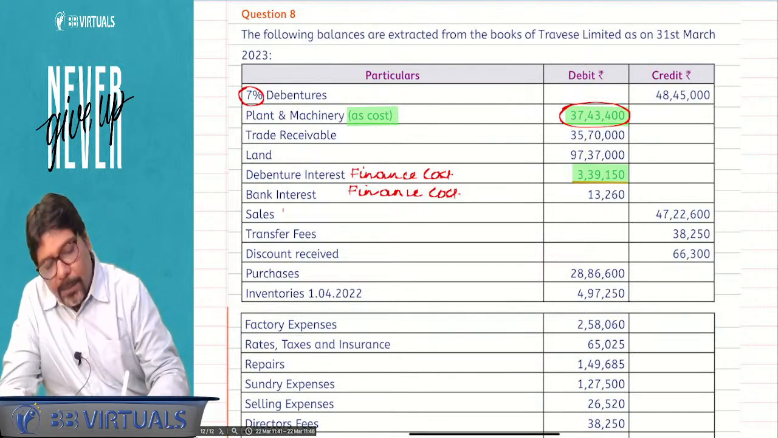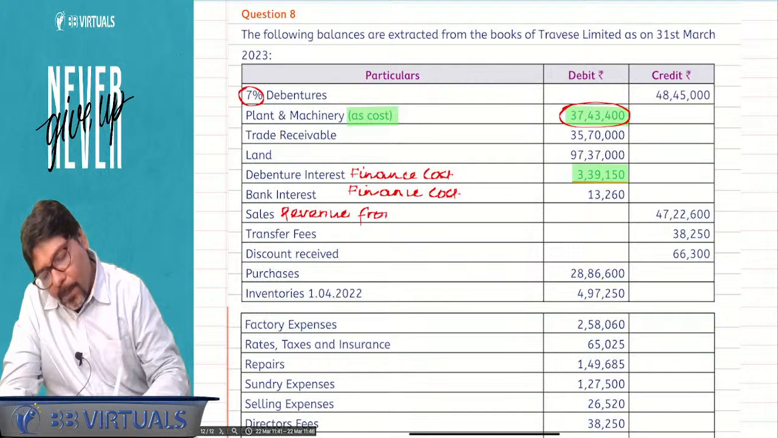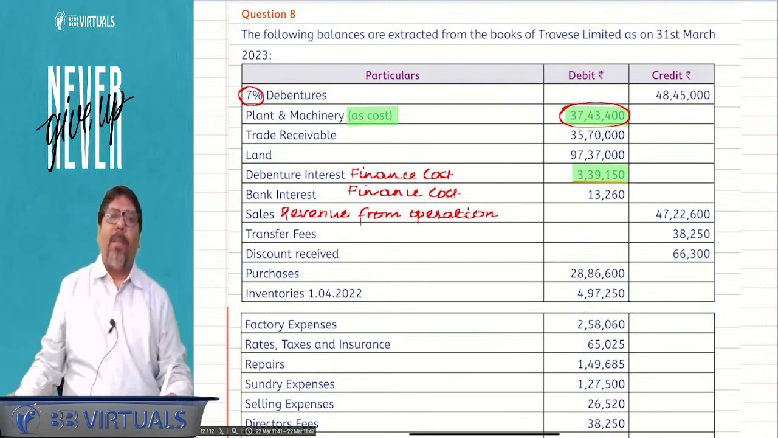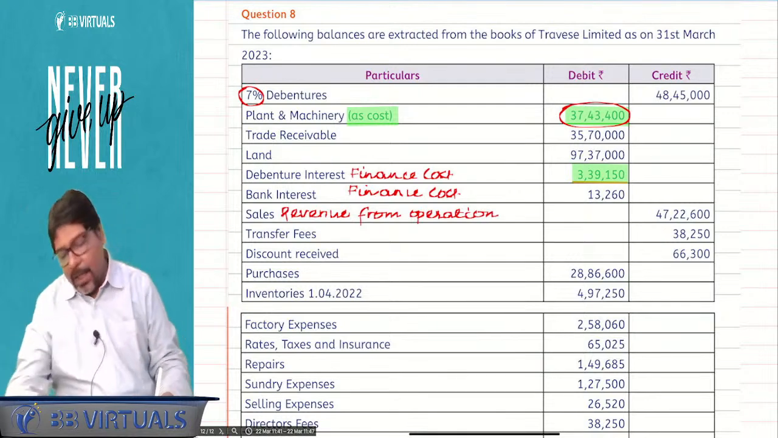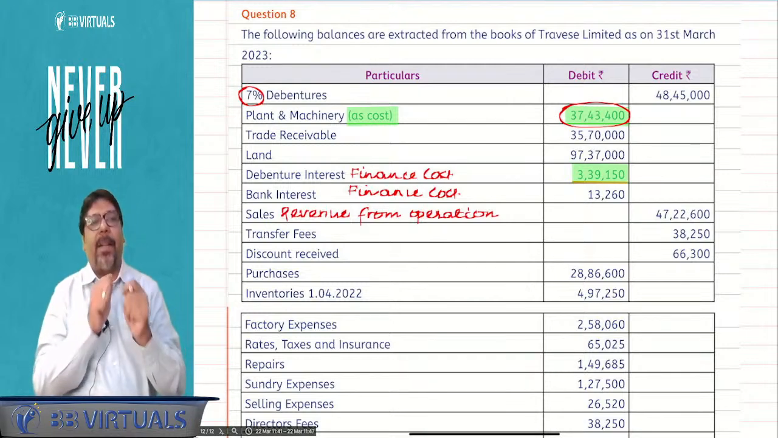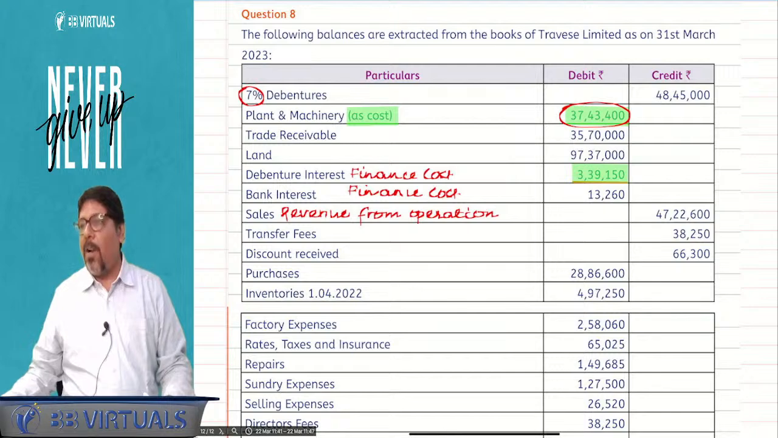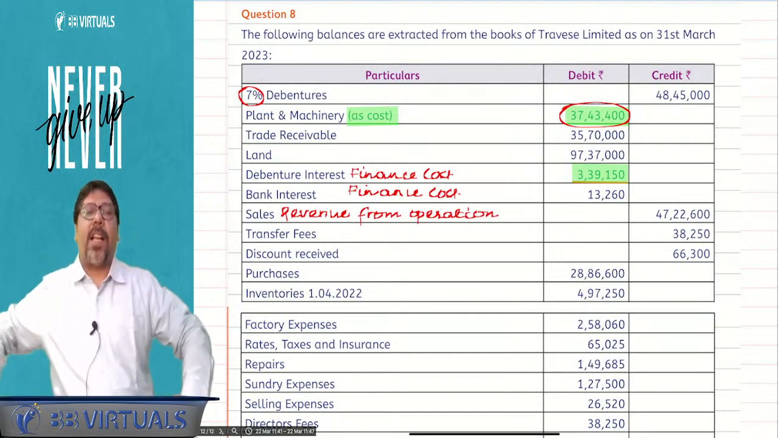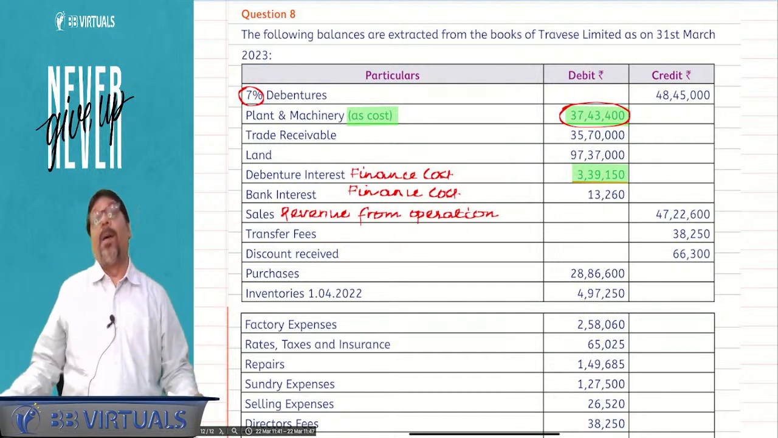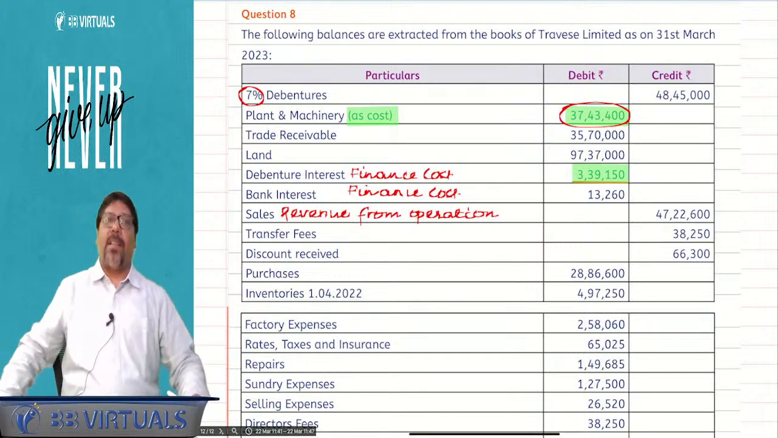Sales is what? Sales is your prime revenue from operations. Correct? Transfer fees, quickly tell me. Yesterday I had explained what transfer fees is. Roshan says transfer fees is income. Why is it income? What is transfer fees?